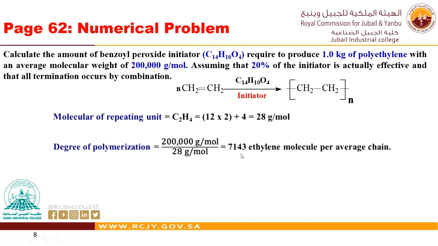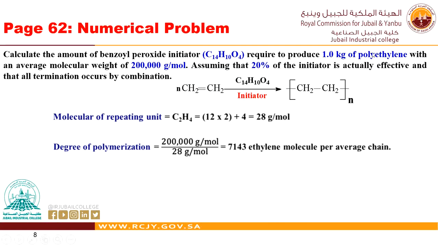That will give us what? The ethylene units in the chain, which means that each chain of the polymer has 7,143 ethylene units. Now we want to calculate the number of chains. To calculate the number of chains, we need to convert the polyethylene into a number using Avogadro's constant.